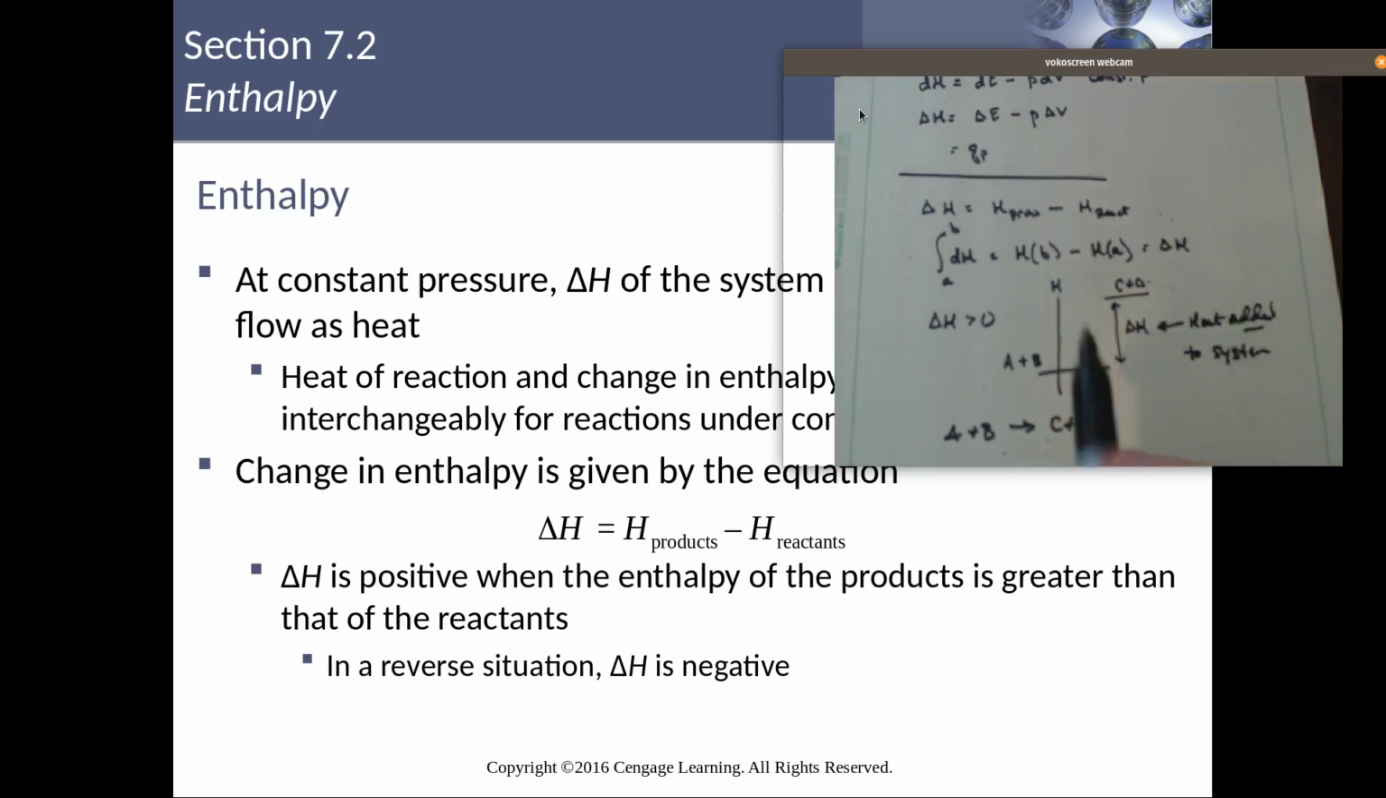So in other words, if this reaction were to go on, I would be pulling heat out of the environment for this to go on, and this would be something that would be endothermic. This is an endothermic reaction.